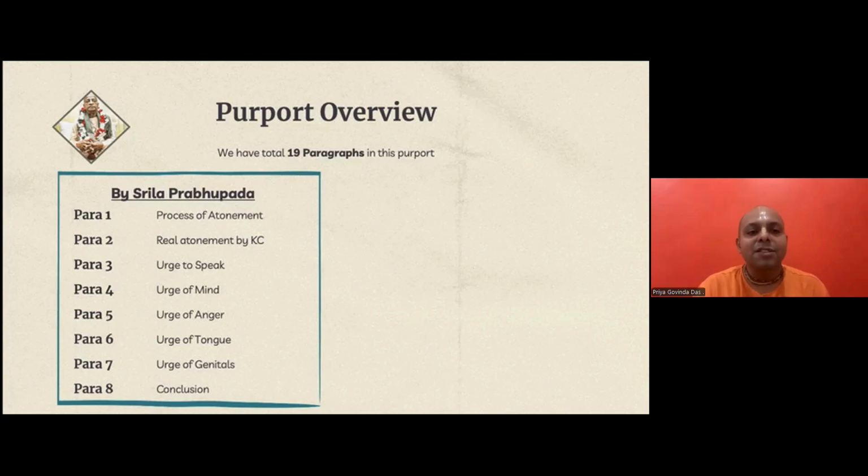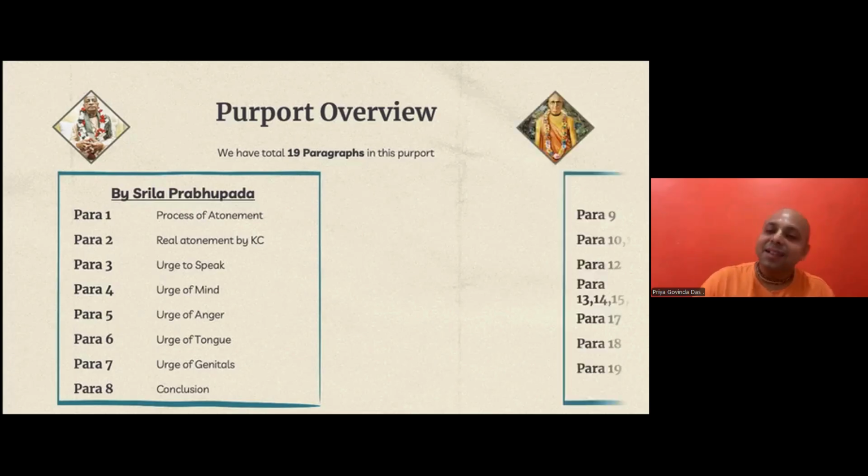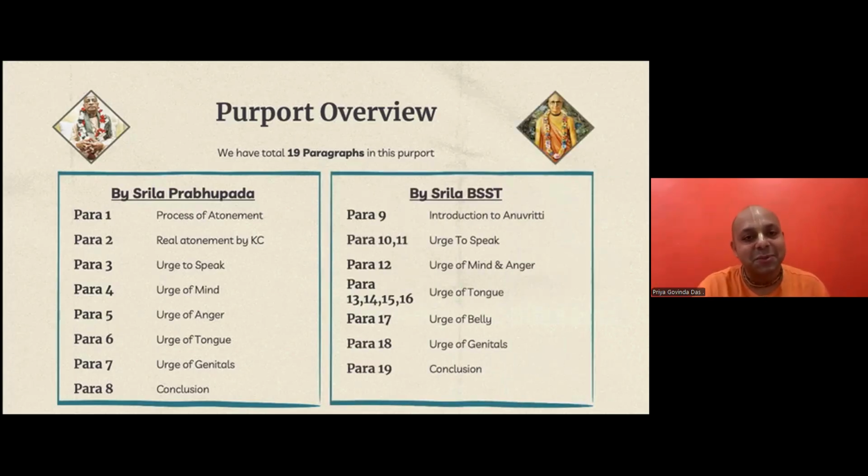Then Prabhupada talks in subsequent paragraphs about Vacha, Manasa, Krodha, Jiva, and Upastha. Surprisingly, Prabhupada doesn't mention much about Udara, the stomach. And then he gives the conclusion. After 8 paragraphs, Prabhupada brings in the commentary by his Guru Maharaj, Bhakti Siddhanta Saraswati Thakur.